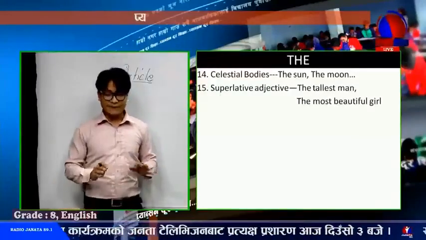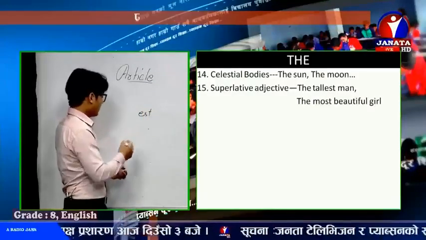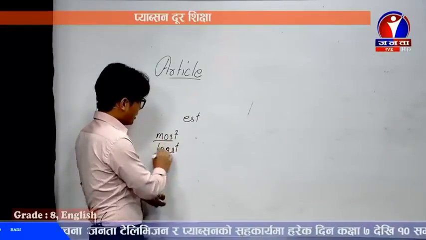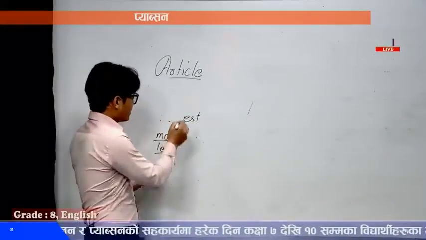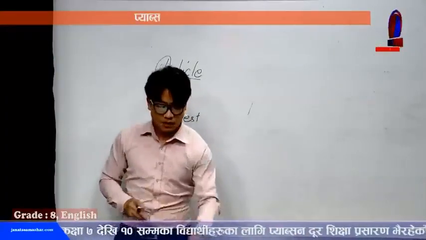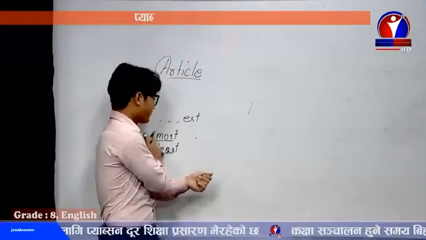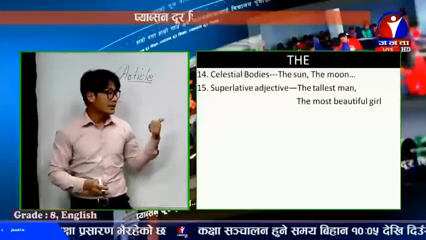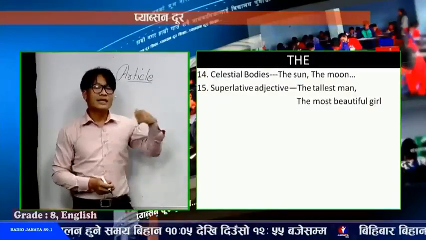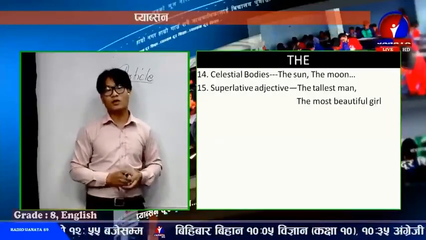Next is the superlative adjective. The adjectives ending in -est, or the adjectives which come with most and least. If an adjective comes with these, then it is a superlative adjective, and a superlative adjective takes the article. You can see the examples on this side: the tallest man, the most beautiful girl, the least expensive car. When there is such a superlative, then we should use the article.